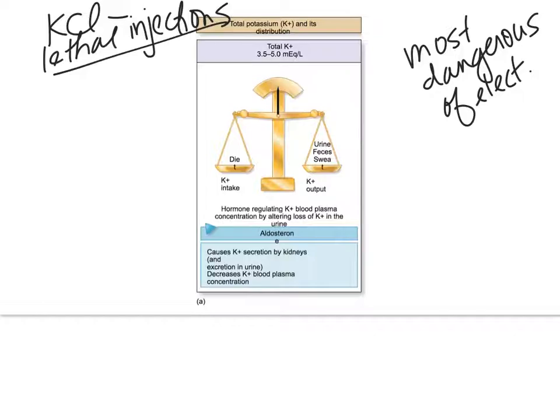So if we look, here's the milliequivalents, how much we have. Most of the time we're getting it from our diet, so it's not hard to get. It's not usually a big deal. And we're going to lose it in urine, feces, and sweat. Once again, it can be regulated by aldosterone, so we'll talk about aldosterone.